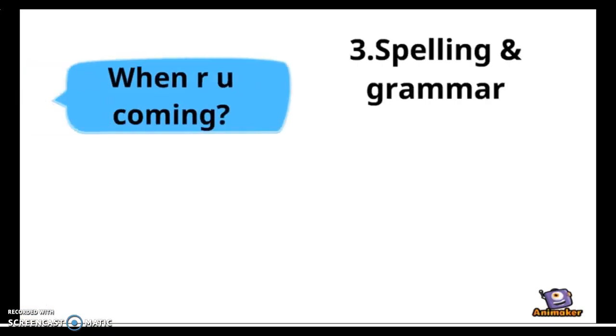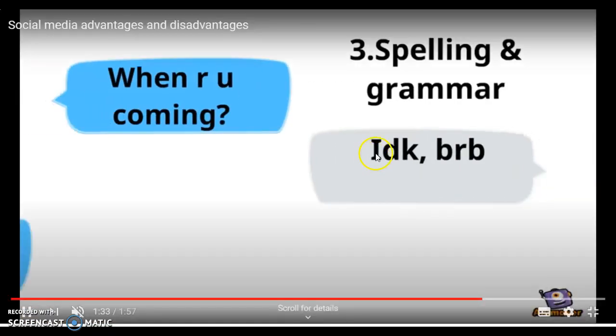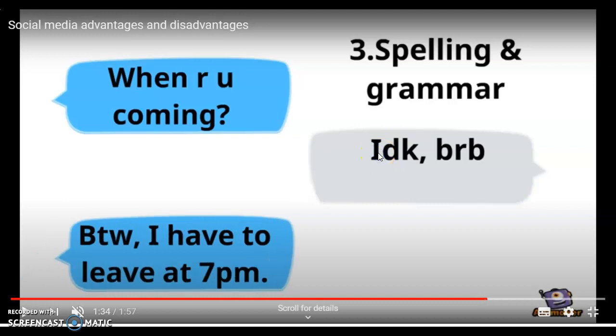The third and most important thing we are facing nowadays is spelling and grammar. As you are able to see over here, "where are you coming?" Over here, "when are you coming?" It should be "are you". But nowadays, we are so used to writing shortcuts that even in our day-to-day life, we just write "when r u coming". That means we are only writing R. We are not writing ARE.